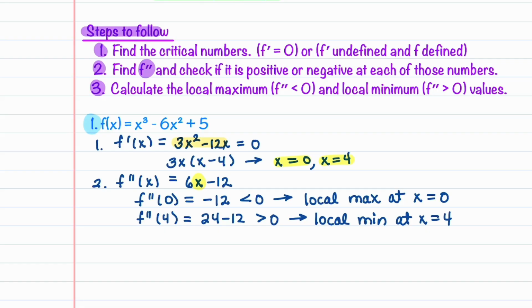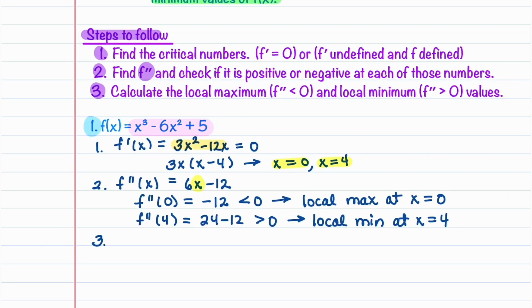Now, in step 3, we actually have to find out what the minimum and maximum values are. So we need to go back up to our original function and plug in those x values. We have f at 0. That one's easy. That's just equal to 5. So that tells us that we have a local max equal to 5.